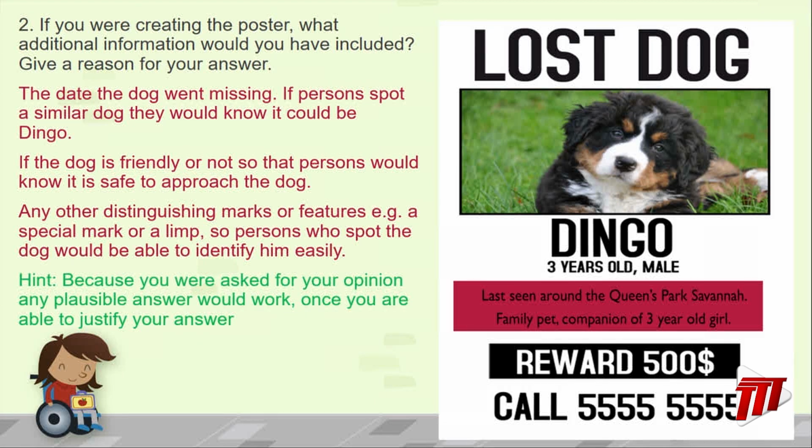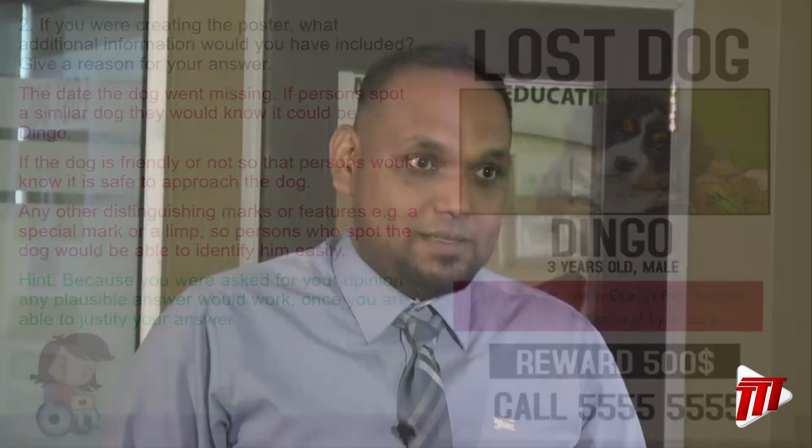Remember, for these types of questions, question 1 and question 2, because you are asked your opinion, any plausible answer would work once you are able to justify your answer. That means that you must be able to link the answer that you give with what is presented in the graphic to get full marks for your question.